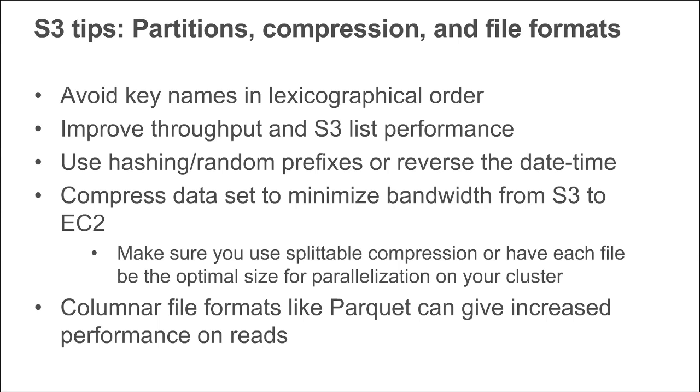Especially in the Hadoop world, splittable compression is really important, because you need to make sure that every file is an optimal size for every node in your cluster. And if you have it splittable, the cluster will be able to handle this for you. Columnar file formats like Parquet can also give you increased performance on reads. So if you're looking at a format like Parquet or ORC, I encourage you to dig really deep into that, because these kinds of file formats can give you huge performance benefits.